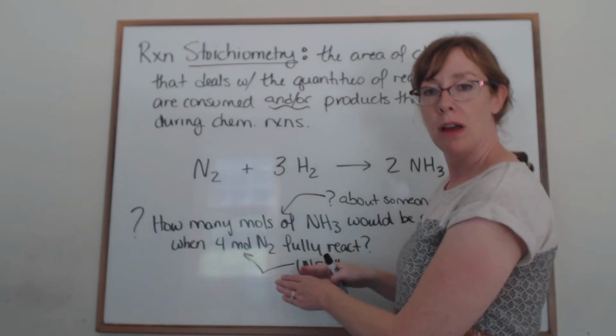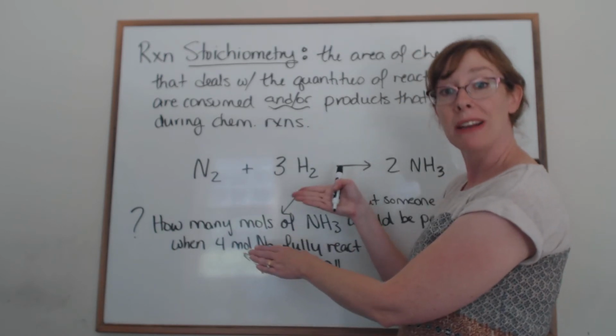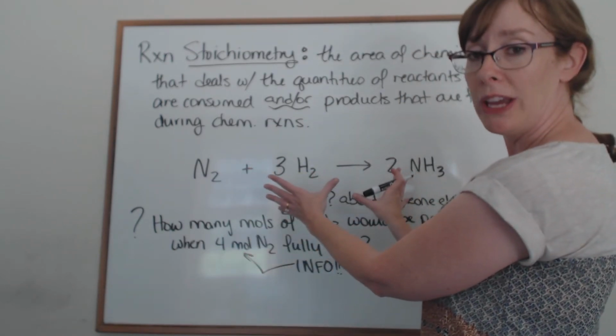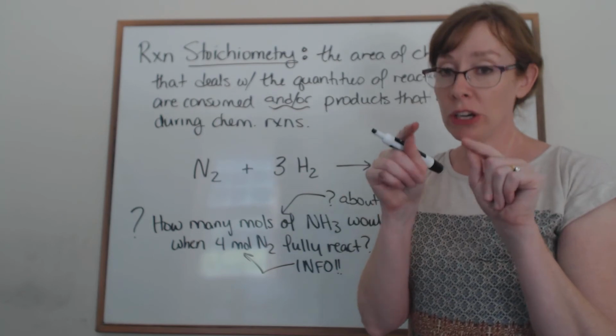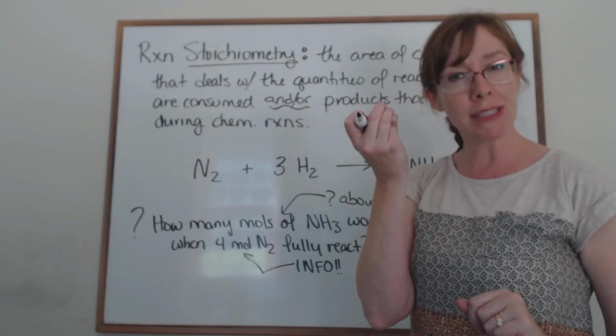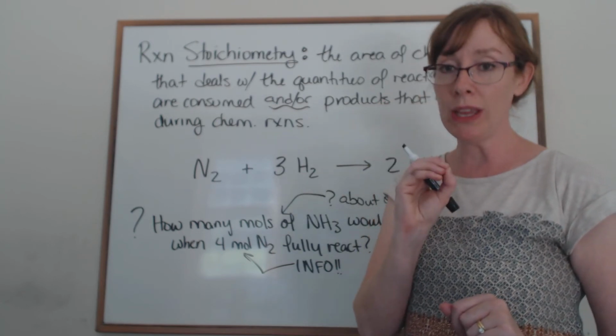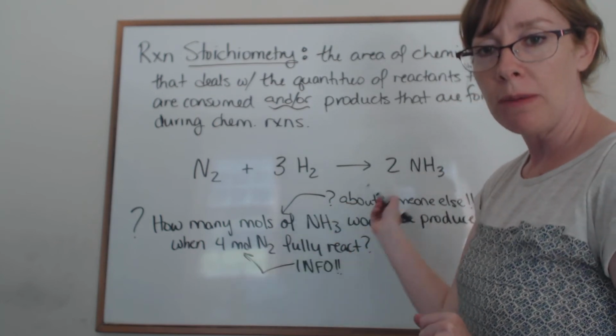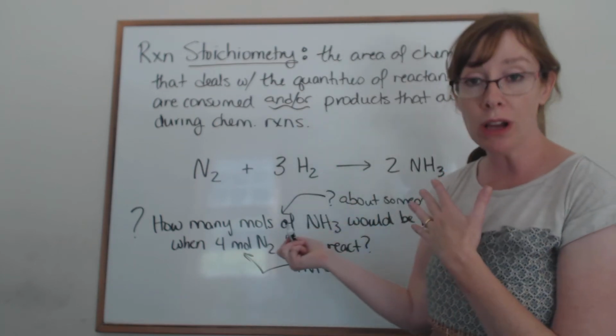If you're given info about one guy, but your question is about a different guy in your chemical equation, that's when you are doing stoichiometry. It's important to notice it. Info about one guy, but the question about someone else. So how do you accomplish it?